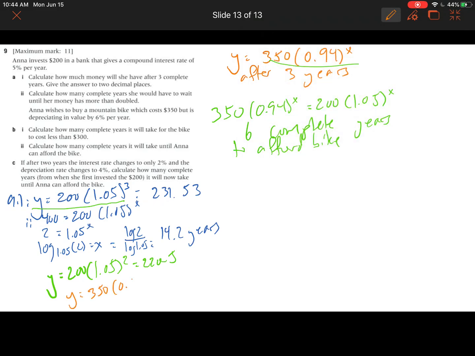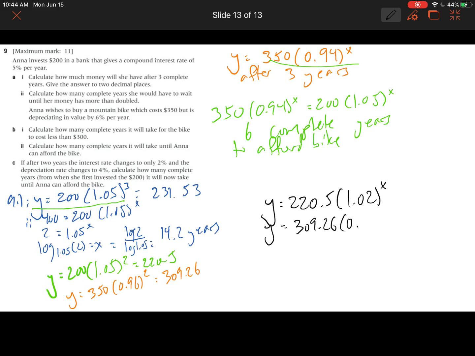Let's change that to orange down here. Y is equal to 350 times 0.96 squared. Why would the depreciation rate change? I don't see that happening, but whatever. And that one's equal to 309.26. So after 2 years, we're going to get this new set of equations: y is equal to 220.5 times 1.02 raised to the x, and y equals 309.26 times 0.96 raised to the x.